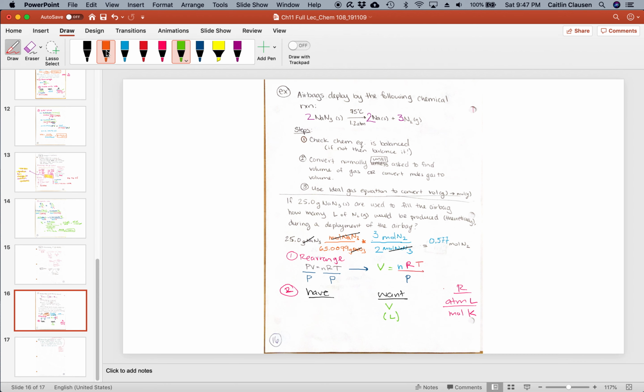We just calculated our theoretical yield in moles, 0.577 moles. Got moles. If I look up at the chemical reaction, I see that I know what the pressure was at the time that this reaction would take place. So I have 1.2 atmosphere. That really checks out. The temperature I need to convert into Kelvin, and that would be 348.